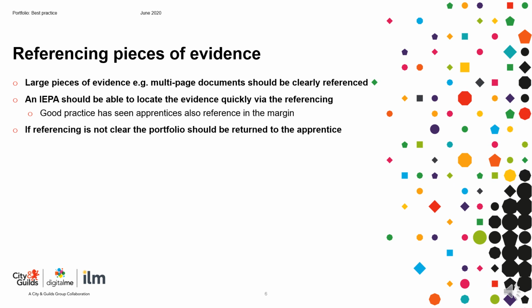It is important to note that if large pieces of evidence are being submitted, these should be clearly referenced. Often, a large document will map across to many of the criteria within the assessment plan. We have seen many apprentices completing the Business Administrator Level 3 standard reference their work within the margins of large documents. This identifies to the independent endpoint assessor immediately where the evidence is located and, although not mandatory, is often seen as good practice. When internal quality assurance takes place within your centre, this should identify if the referencing is clear as well as the quality of evidence submitted.